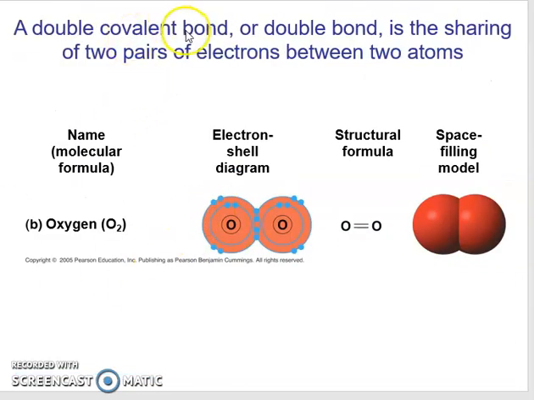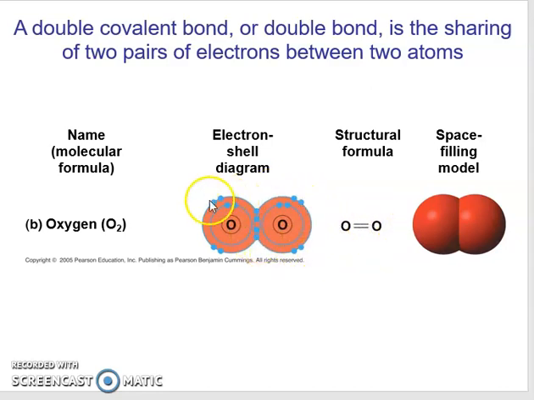A double covalent bond, like in oxygen, is the sharing of 2 pairs. So that would be 4 total electrons between the 2 atoms. So you can see that there's a pair here and a pair here. What this leads to is a double bond between the oxygen atoms.